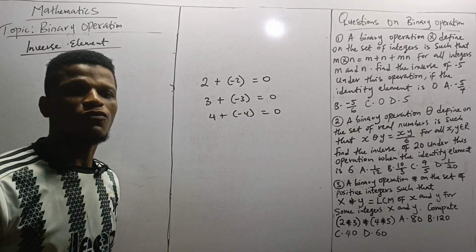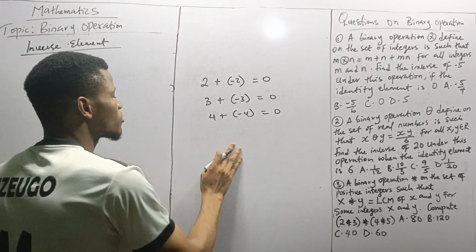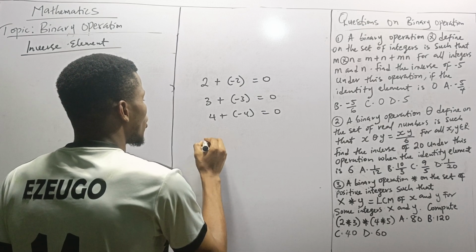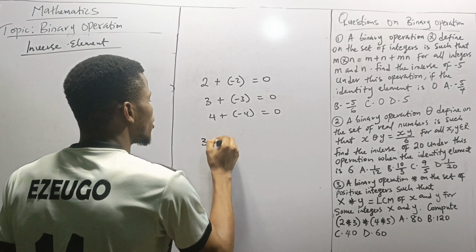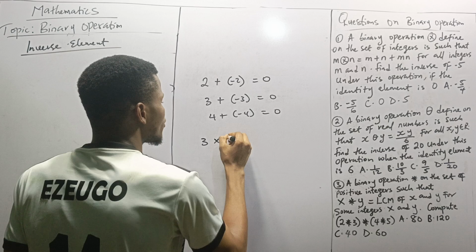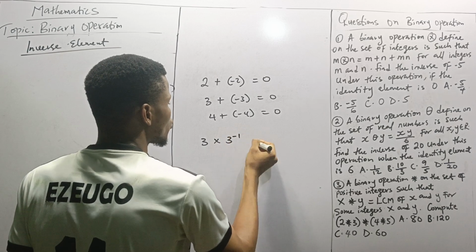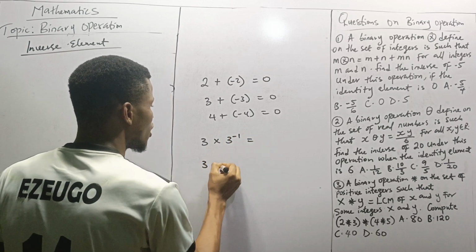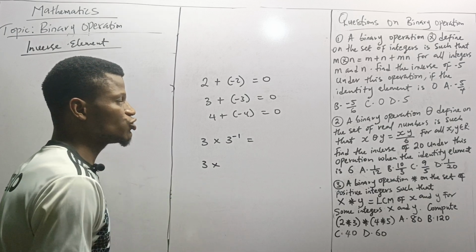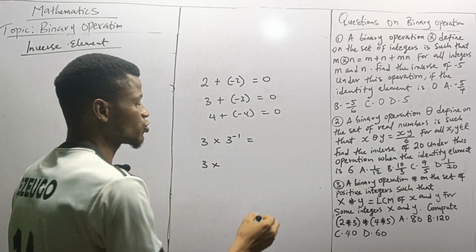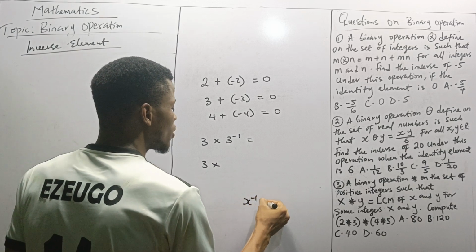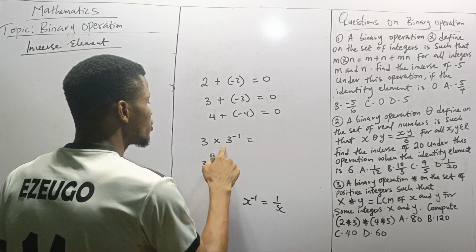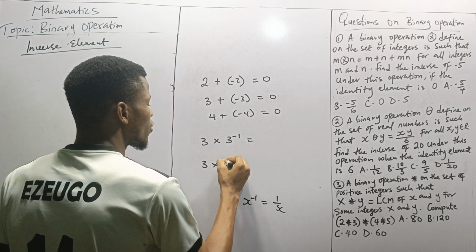Let's try it on the case of multiplication. So if you have something like, let me say, 3 times 1 over 3, or 3 raised to the power minus 1. So what will it going to give us? Of course, 3 times 3 raised to the power minus 1. According to indices, anything raised to the power minus 1 is 1 over that thing. X raised to the power minus 1 is 1 over x. So 3 times 3 raised to the power minus 1 should be 1 over 3.